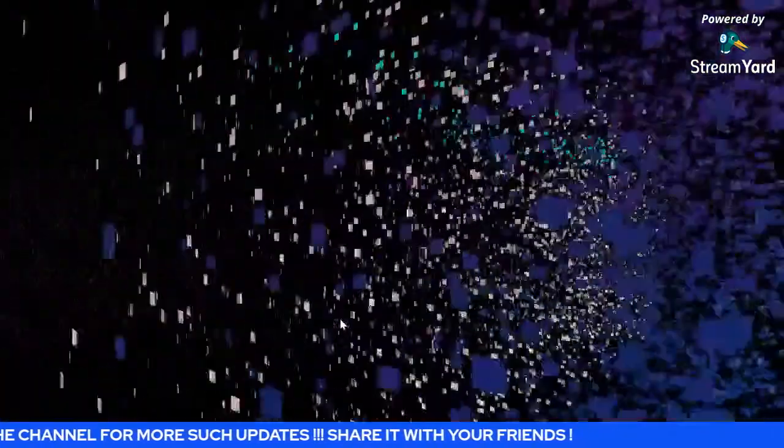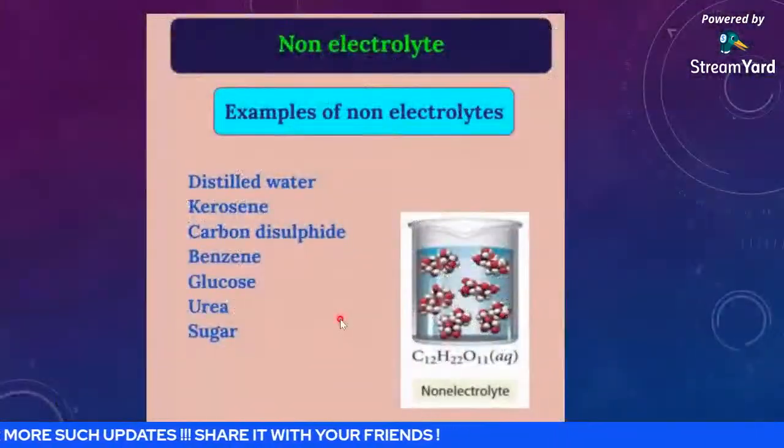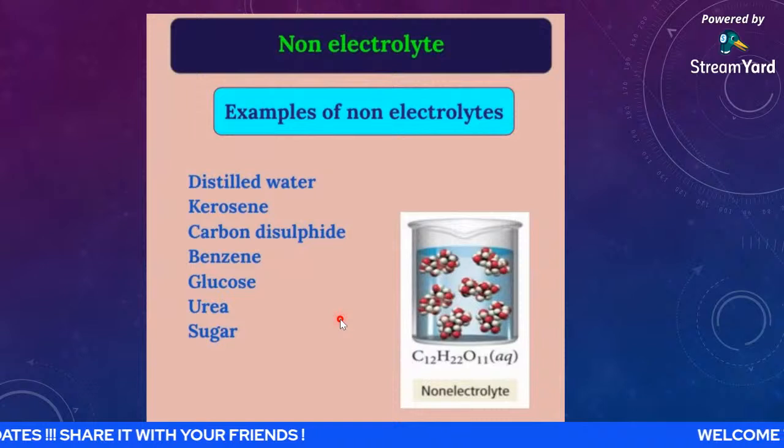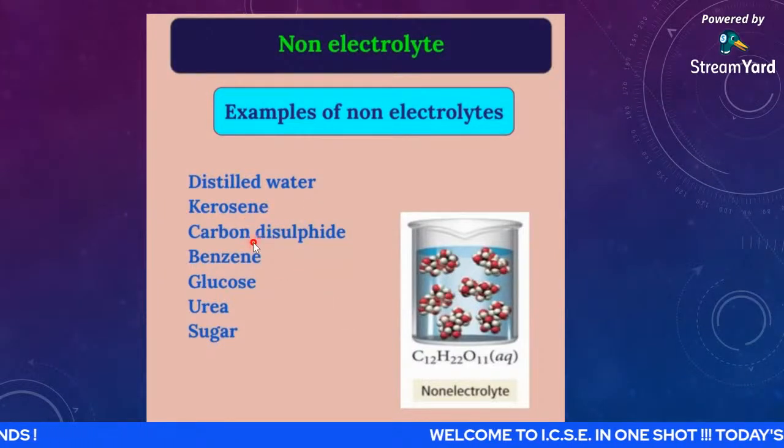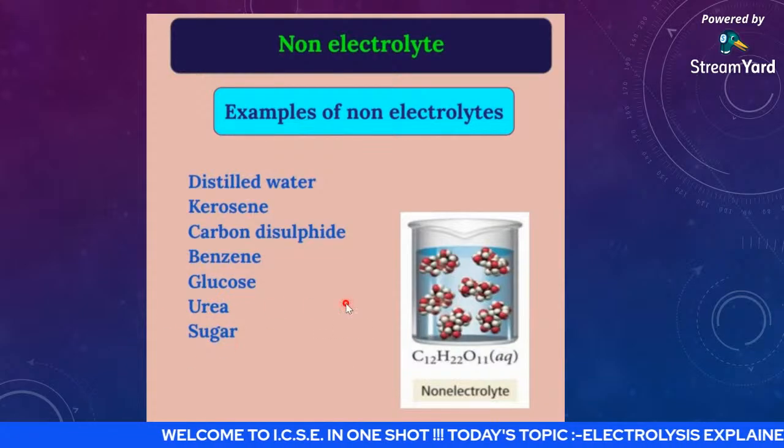Okay. Now, what are the examples of non-electrolytes? It's distilled water, kerosene, carbon disulfide, benzene, glucose, urea, sugar, etc.